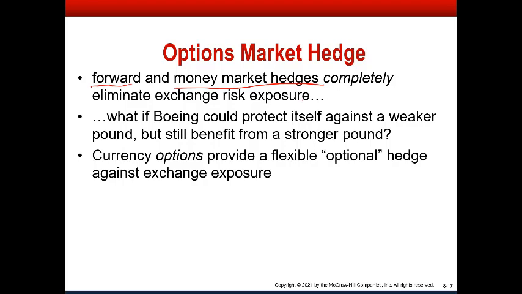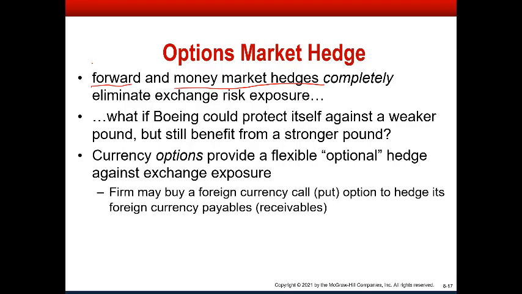It gives them the option of selling the pounds at a higher price if they go up in value, while still, to some extent, minimizing the downside if the pound goes down in value. So here's how that would work. The firm can buy a foreign currency put option if it's dealing with receivables. That's what we're talking about here, so that's what we'll look at. And then the flip side of that, if they're dealing with payables, they could buy a call option.